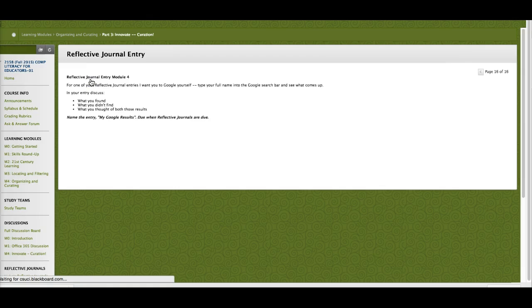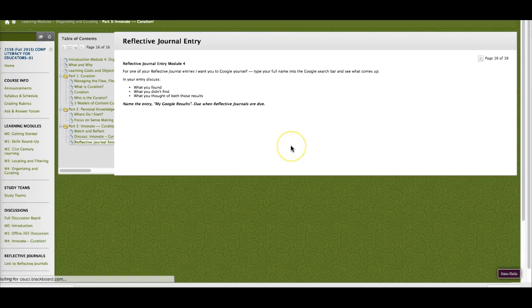And then the other reflective journal entry is based on that video, and what you're going to need to do is Google yourself and describe what comes up. So what did you find, what didn't you find, and what you thought of those results. Both of those journals are due when journals are due, the week after the module closes.